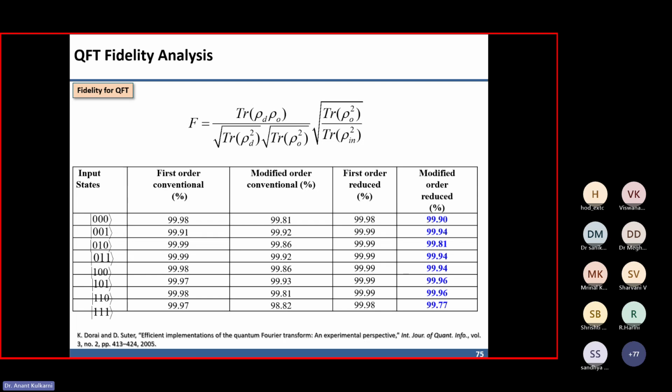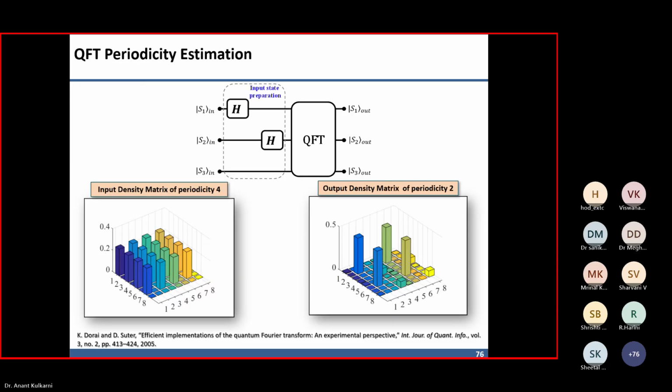Now, for the fidelity, we have used a different formula to obtain the fidelity. The same formula was given in K. Dorai and D. Suter, efficient implementation of quantum Fourier transform and experimental perspective for the different states, and fidelity is improved from 99.98 to 99.9, and lastly for the 111, 99.97 to 99.77.